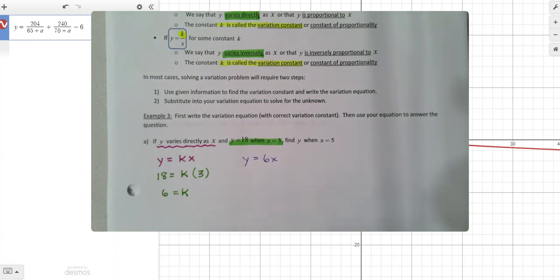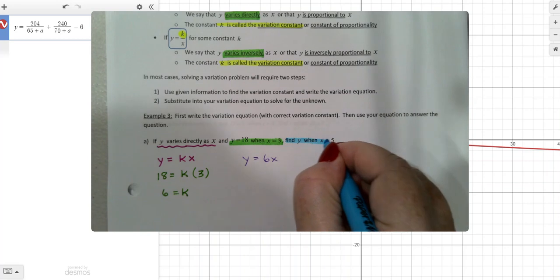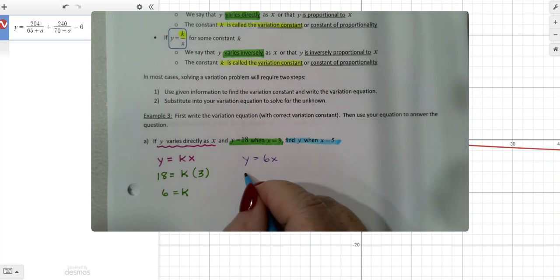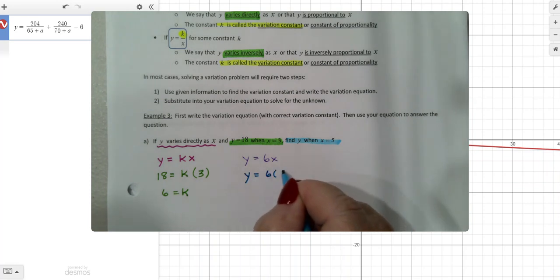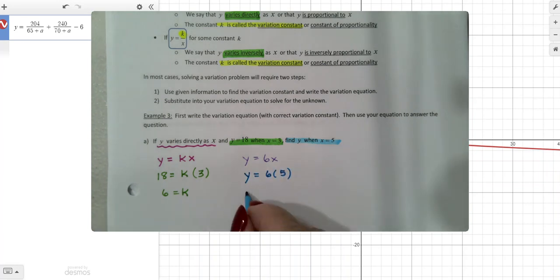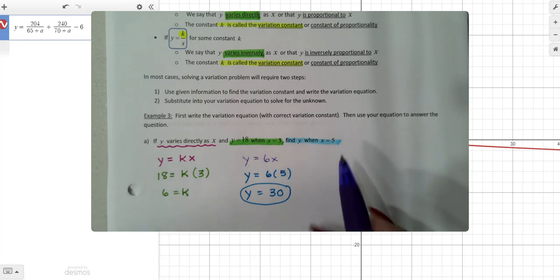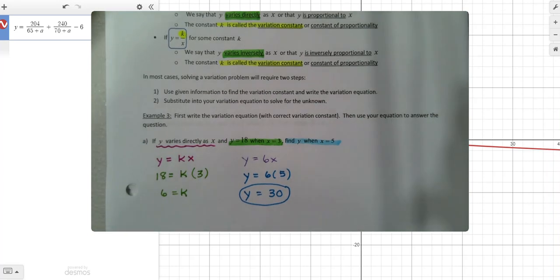And then the final thing that they want me to do is to find y when x equals 5. I'm now going to plug that information in. I don't know y yet, but x is 5. And so that allows me to solve and get y equal to 30. So again, you see kind of the two separate sections. Use given information to figure out the k first. And then once you know k, you can actually answer the question. All right, let's try a few more.